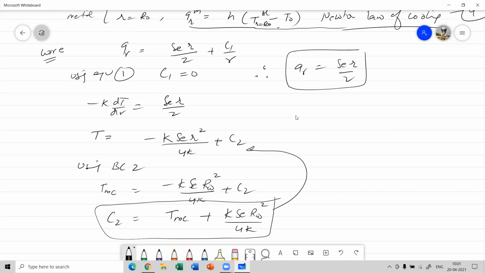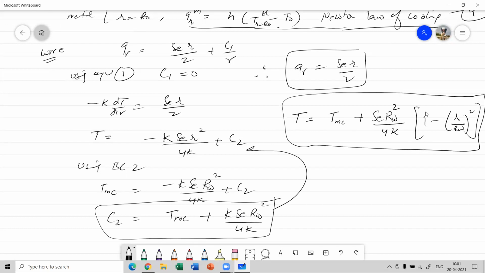So we have the temperature profile in the wire, which is Tmc plus Sc Rw square by 4k into 1 minus R by Rw square. So the maximum temperature which the wire can attain will be Tmc, as that of the metal. So this is the temperature profile within the wire.